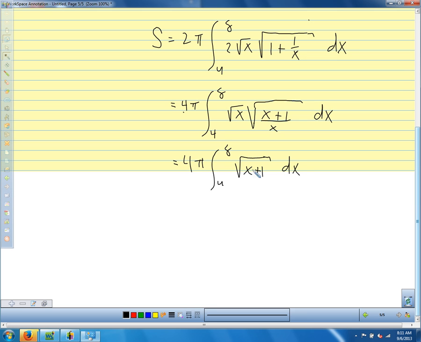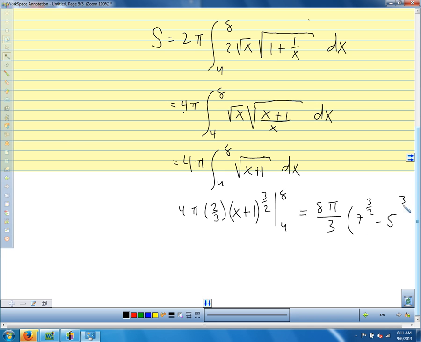This is an easy one to evaluate, so I get 4 pi times 2/3 x plus 1 to the 3/2, evaluated from 4 to 8. And I get 8 pi over 3, 7 to the 3/2 minus 5 to the 3/2, when I plug and chug in there.